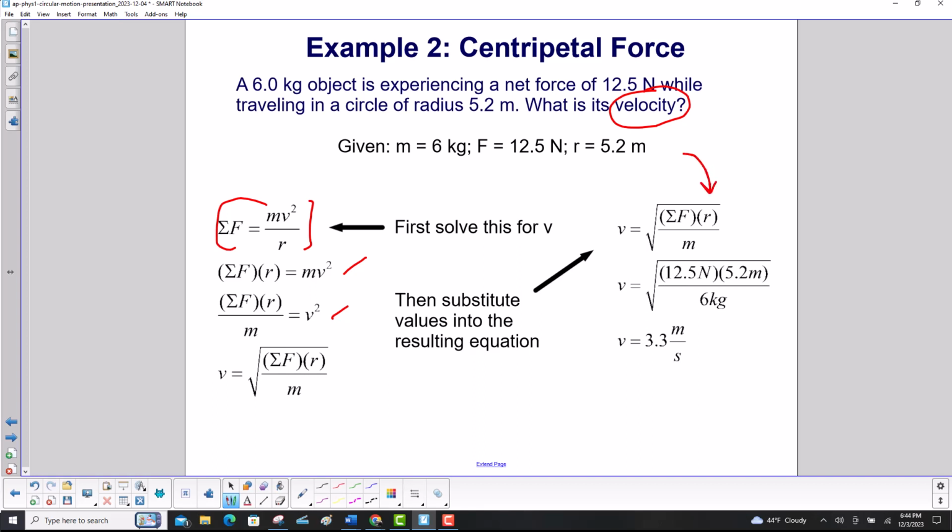So here's our equation. We just move it there. Here's our force. Here's the radius. Here's the mass. Make sure you remember to take the square root. And the velocity is 3.3 meters per second.